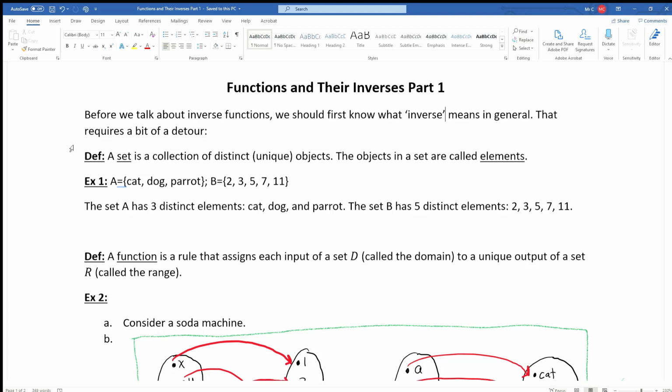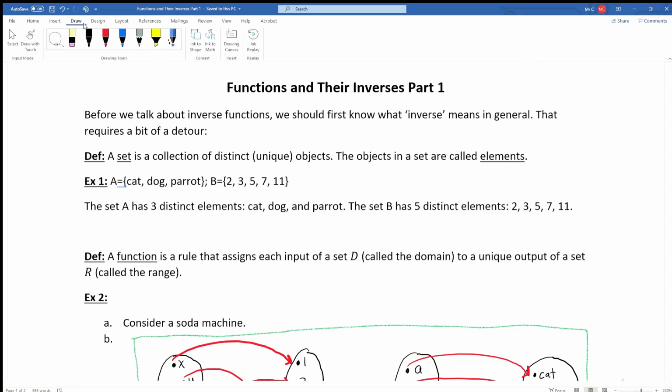So the goal of this two-part series is just to get a good, strong understanding of what an inverse is, and therefore what an inverse function is, and that'll make it a lot easier to understand logarithmic functions when we get to that. So, before we talk about inverse functions, we need to know what inverse means in general, mathematically speaking, and that's going to require a little bit of a detour.